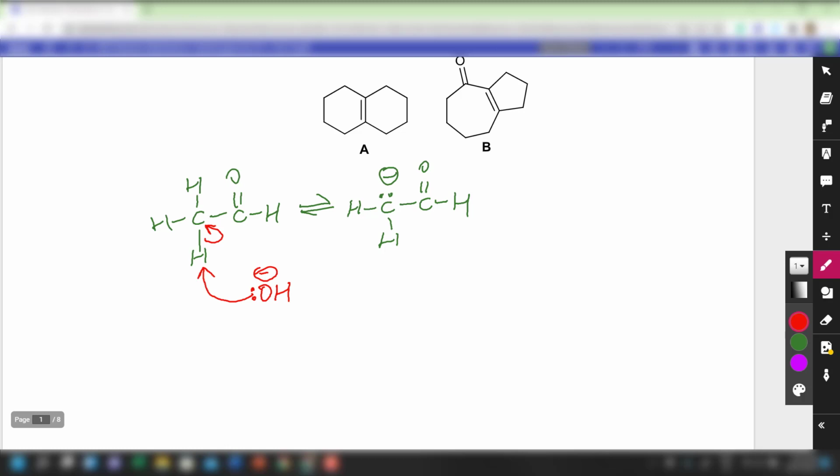But remember that when we push electron density, an ideal way is to push it all the way to the electron sink. So the carbon can't be the electron sink. The electron sink should be the carbonyl oxygen.